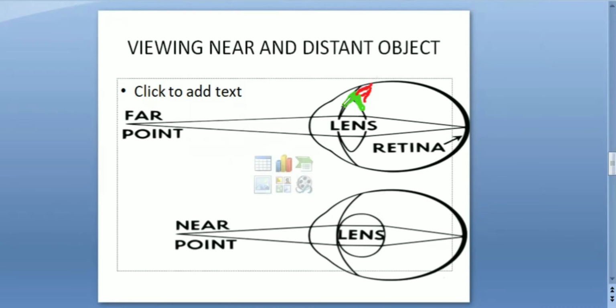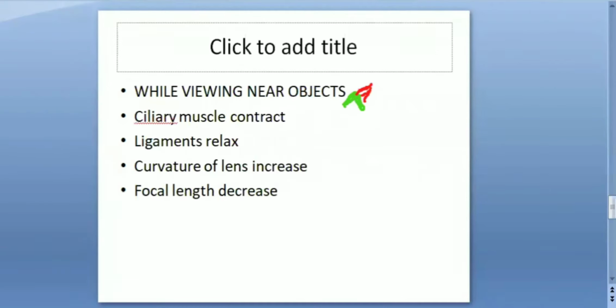Whenever the curvature of the lens decreases, ciliary muscles relax and ligaments stretch. Okay, curvature of the lens decreases, focal length increases. So write down these important points. How do we see near objects? How do we see distant objects? These are the points that I have shown you.